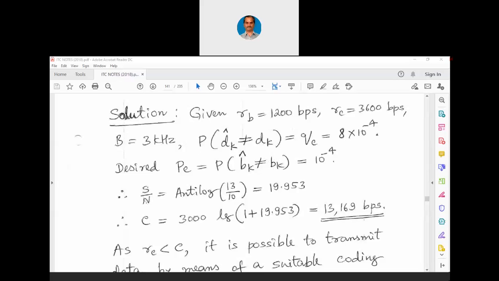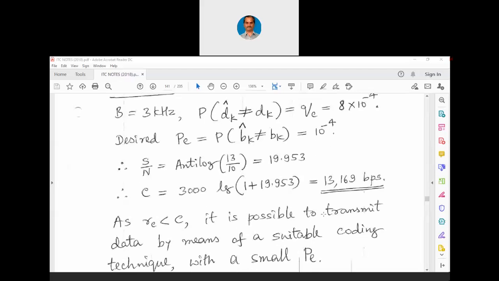So S by N is already given as 13 dB. Now when we convert into actual number, it is 19.953. So applying the Shannon-Hartley law, we have C equals 3000 into log of 1 plus 19.953 is 13.169 kbps. Now as our RC, or the channel encoder's data rate, is 3.6 kbps, and as the channel capacity is much larger, we surely know that it is possible to transmit the data by means of a suitable coding technique with a small probability of error.